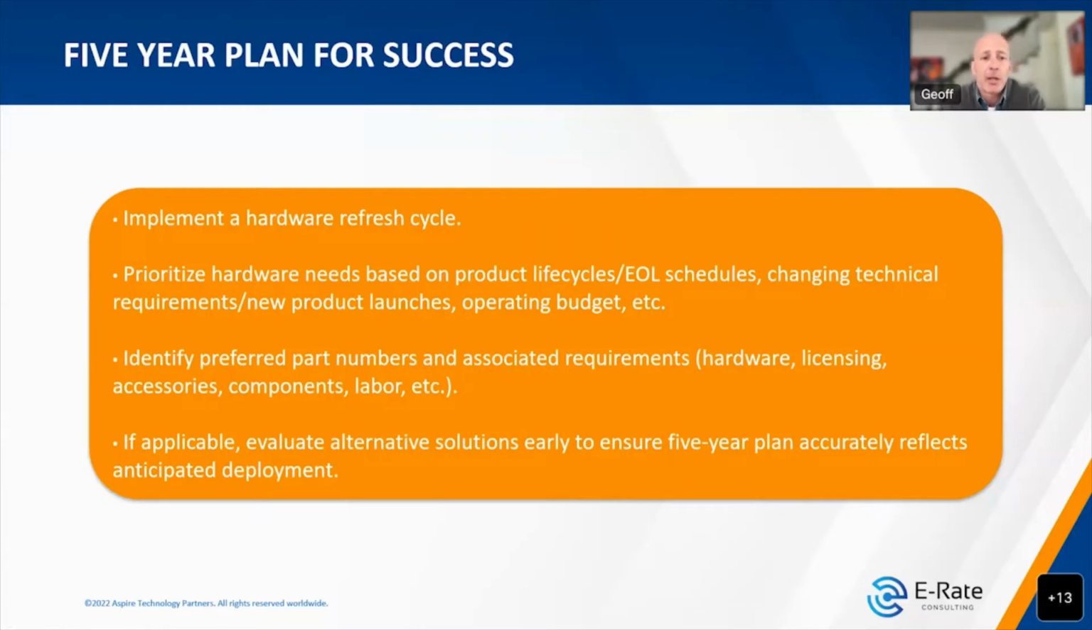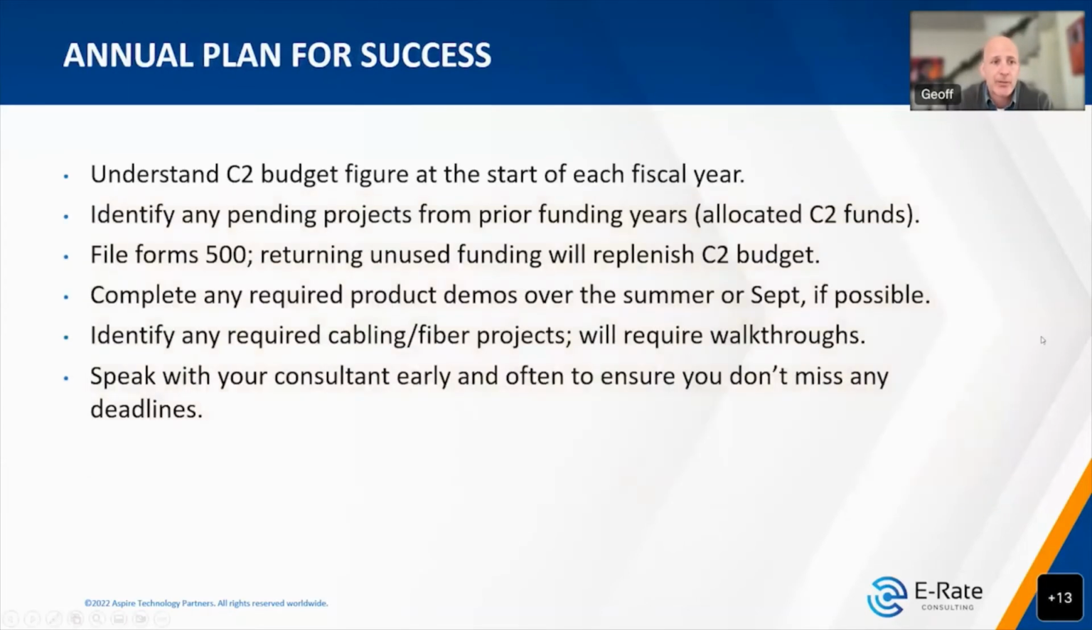And then if it applies, you can evaluate alternative solutions early to ensure your 5-year plan accurately reflects your anticipated deployment, right? And by that, I mean, if you're a Cisco Meraki district and you're thinking to yourself, we may want to move over to Juniper or we may want to move over to HP, and you have a staggered refresh cycle, you're going to need to plan for that, right? You're going to need to start in year 1 and understand that for a certain period of time, you're going to be managing 2 types of networks. But the better you plan, the better off you'll be.